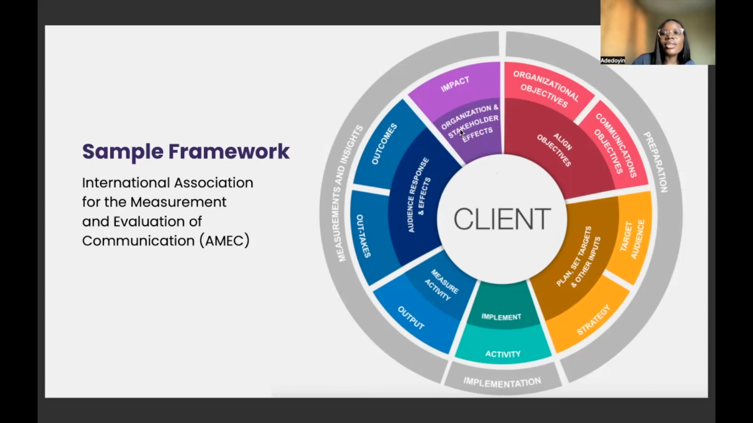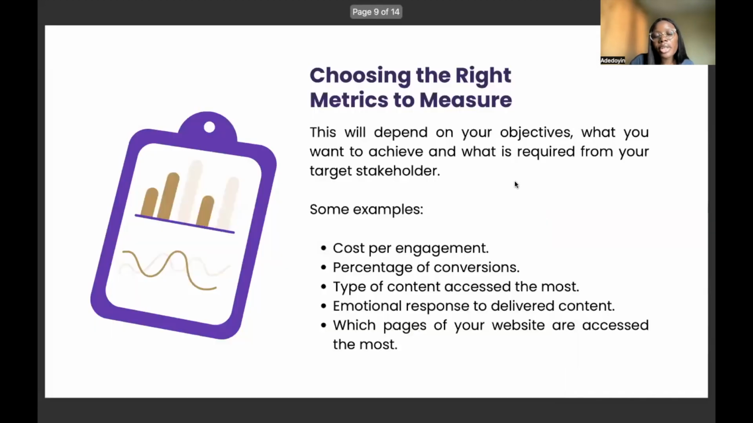And that is the framework. So if you have this in mind when you're creating your comm strategy, you're just thinking, are my objectives aligned? Have I done my research? Do I have the data? Am I implementing? Am I measuring the activity? Am I taking note of the audience response and effect? And am I taking note of the effect on the organization and the stakeholders? It's a very, very simple framework.